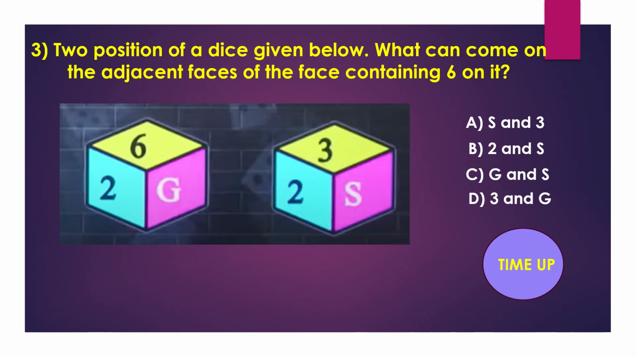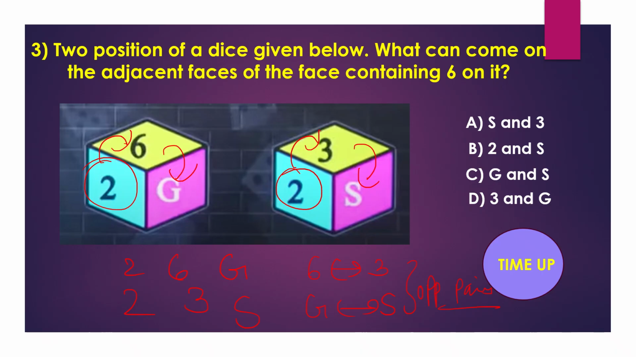So what is common here? 2 is common. Then go in the clockwise direction first. Find out the opposite pairs. So the opposite pair of 6 is 3. G is S, correct? So 6, 3, G, S, these are the opposite pairs, and opposite pairs can never be adjacent to each other, correct?